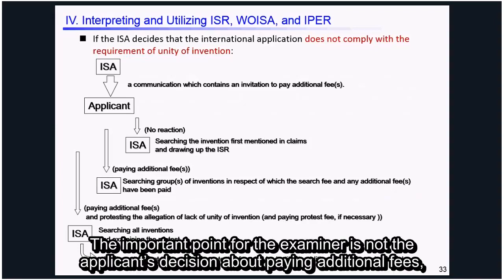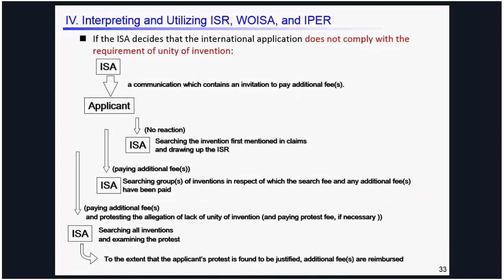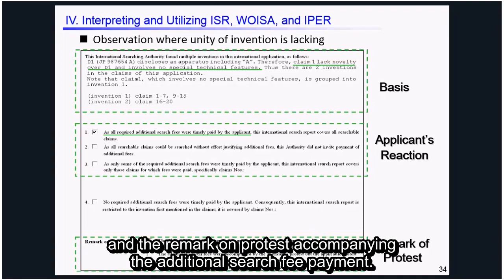The important point for the examiner is not the applicant's decision about paying additional fees, but how the ISA decides which claims to be searched based on the decision regarding lack of unity of invention. In box number 3, we see the ISA's decision about the unity of invention, applicant's reaction, and the remark on protest accompanying the additional search fee payment.